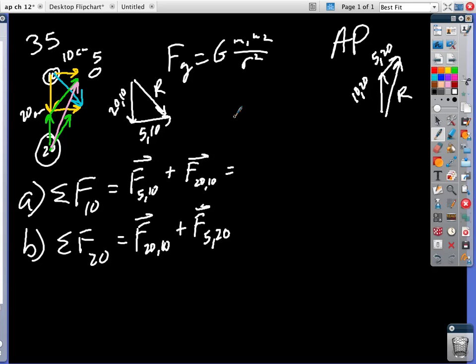What is F of 20 and 10 come out to be? I can just kind of go like this, big G, and then inside here I'm going to get 20 times 10 over 0.2 squared plus 5 times 10 over 0.1 squared. So what's that? Oh, what am I doing?